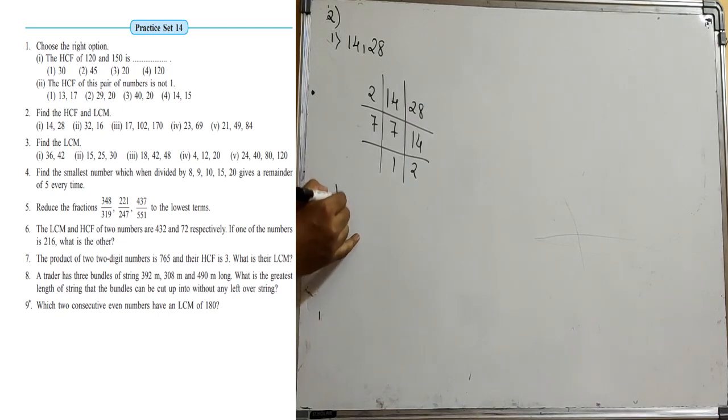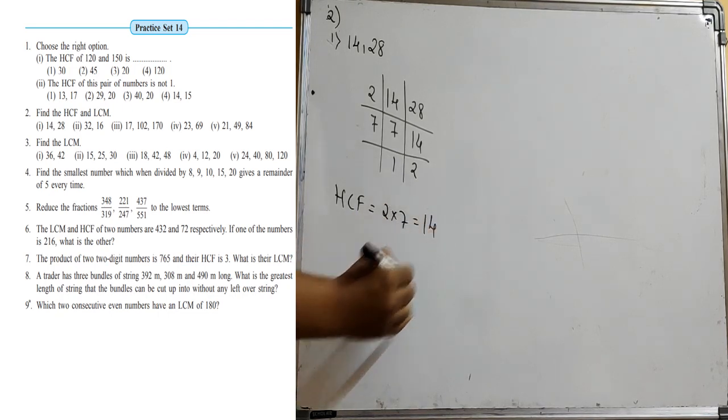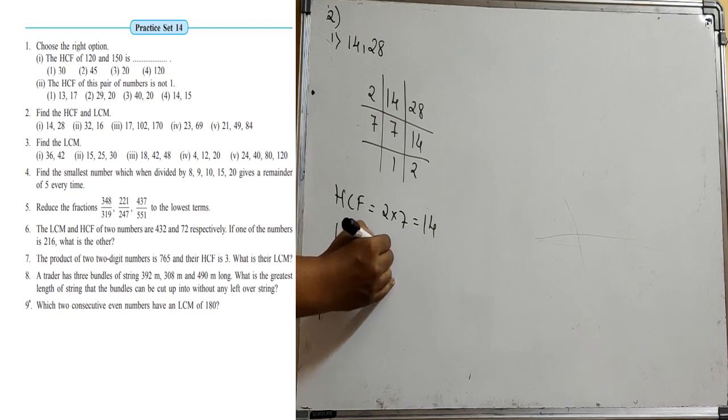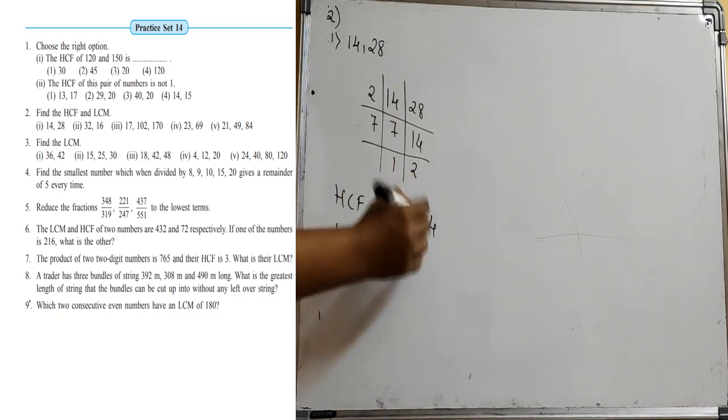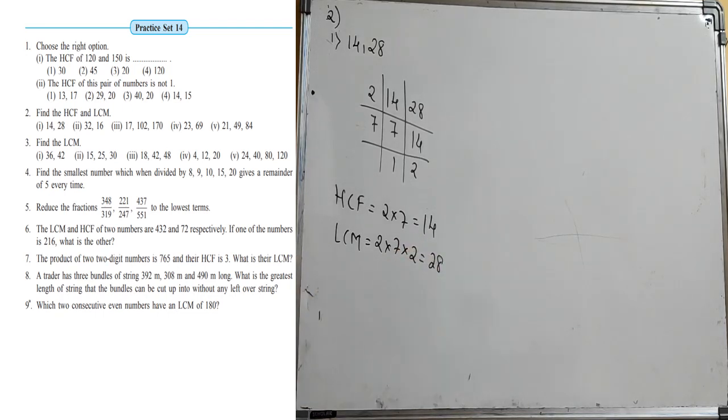So what is the HCF over here? HCF is equal to 2 multiplied by 7, that is equal to 14. And LCM is 2 multiplied by 7 multiplied by 2, that is equal to 28. So HCF of 14 and 28 is 14 and LCM of 14 and 28 is 28. We'll do one more sum.